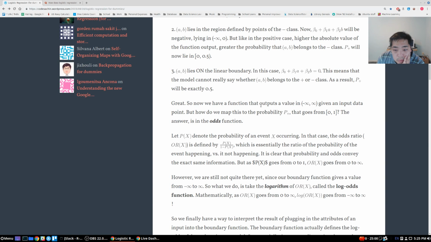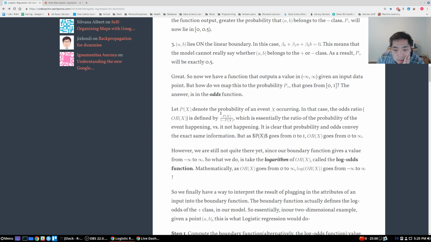Great. So now we have a function that outputs negative infinity to infinity, given an input data point. But how do we map this to the probability? So now we just need to map this to the probability. And the answer is in the odds function.